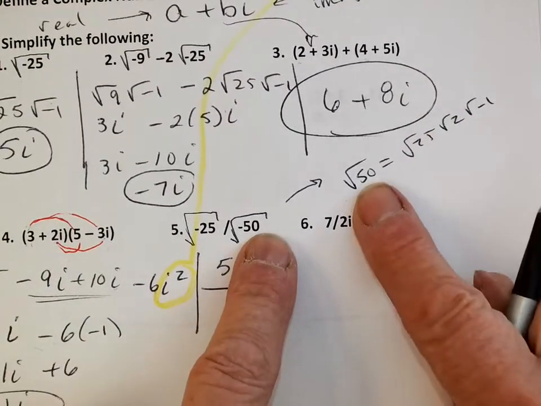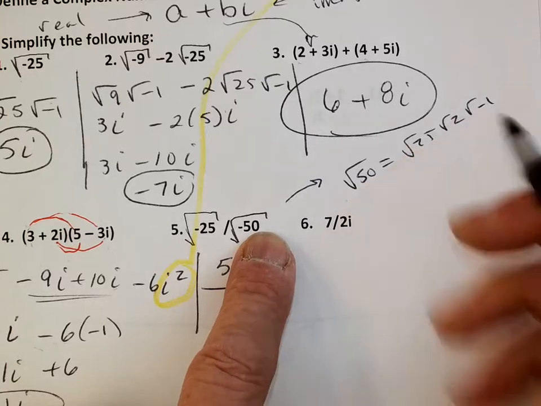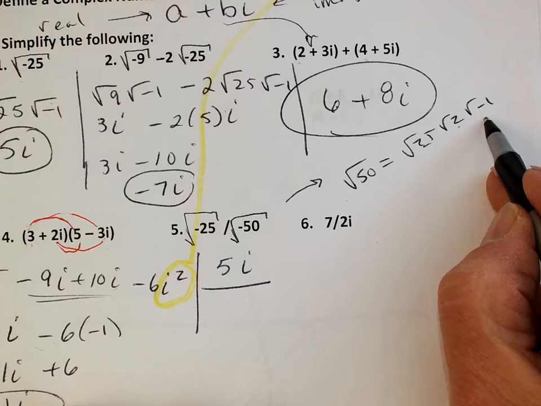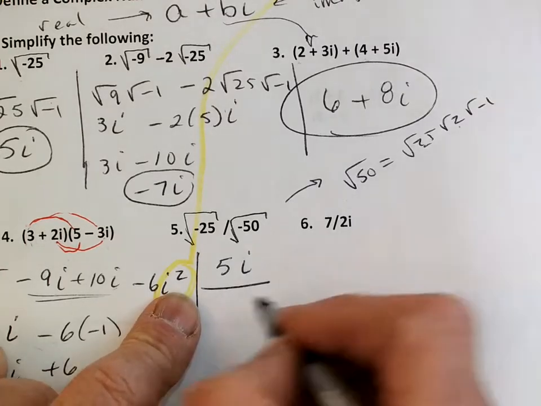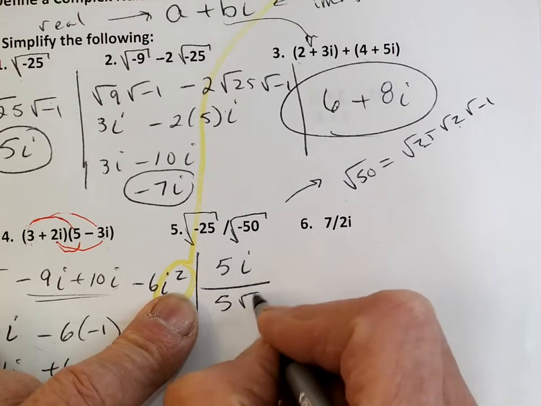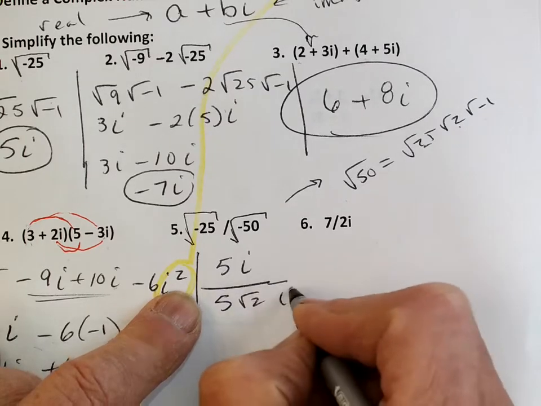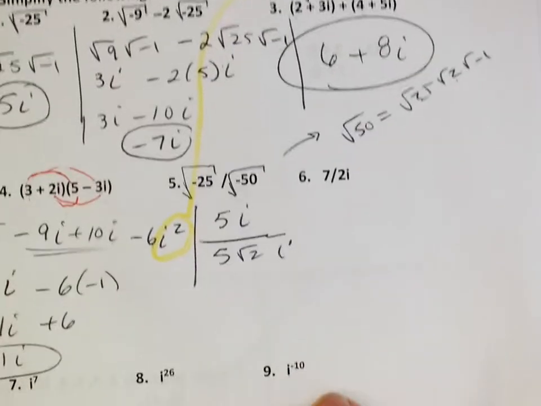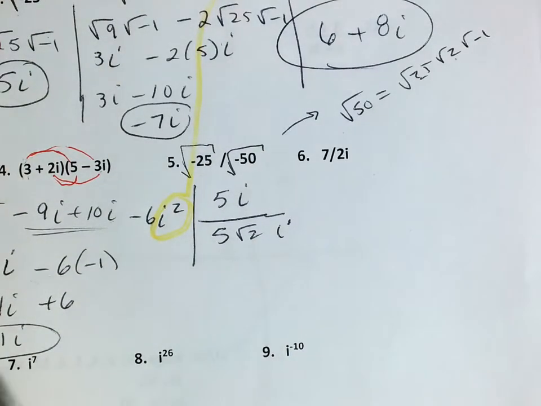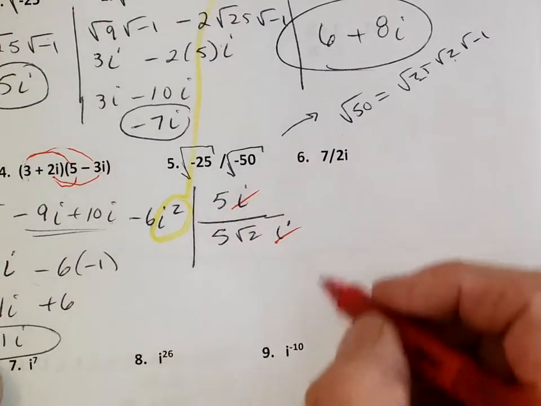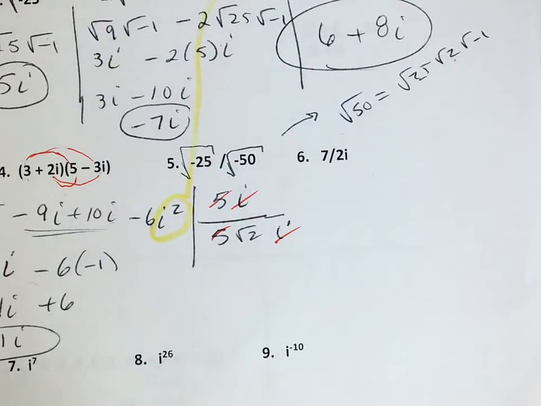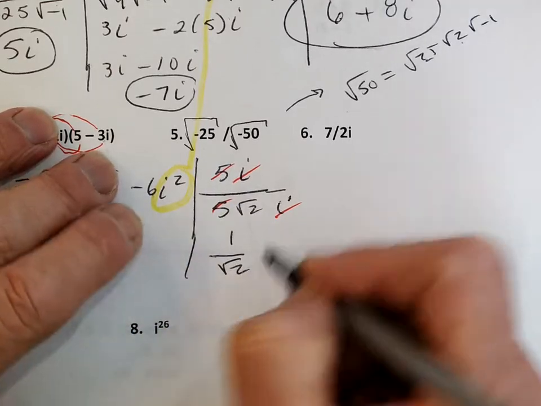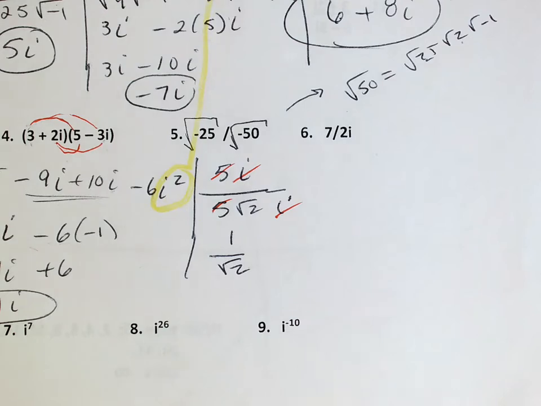So we've got square root of 50, same thing, square root of 25, square root of 2, square root of negative 1, right? So that's going to make a 5 square root of 2i. I can cancel some things, can't I? i's cancel with i's, 5's cancel with 5's. And I'm left with 1 over the square root of 2. Okay. Now that answer is acceptable, but it's not nice.